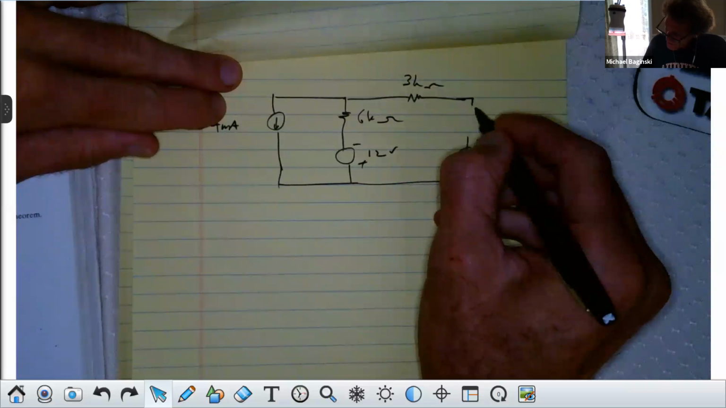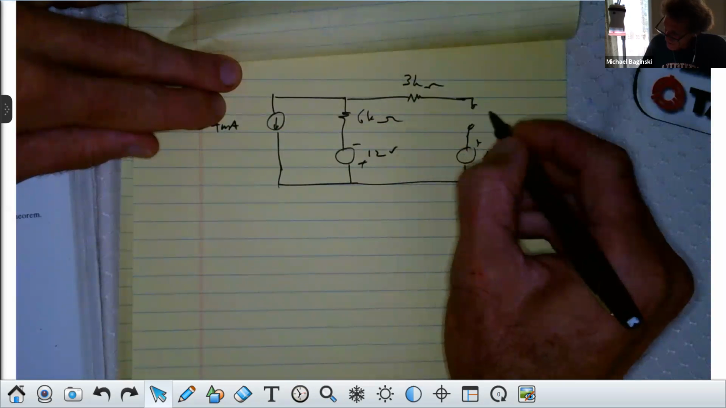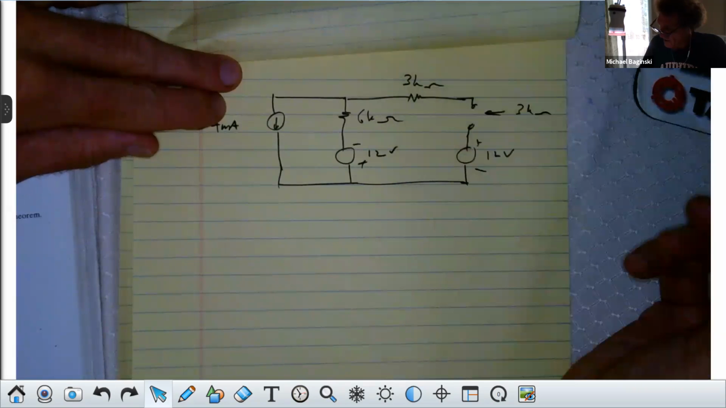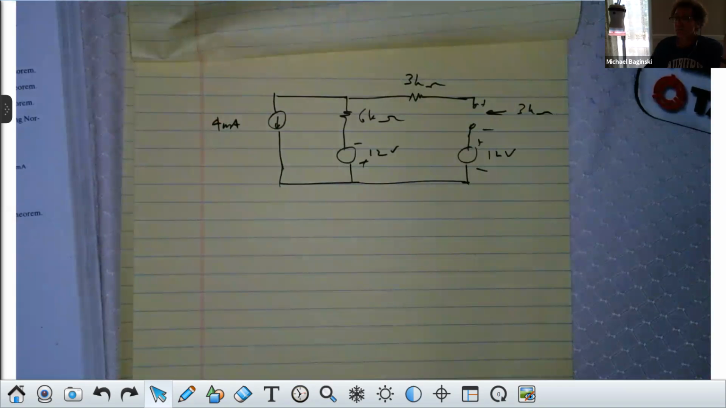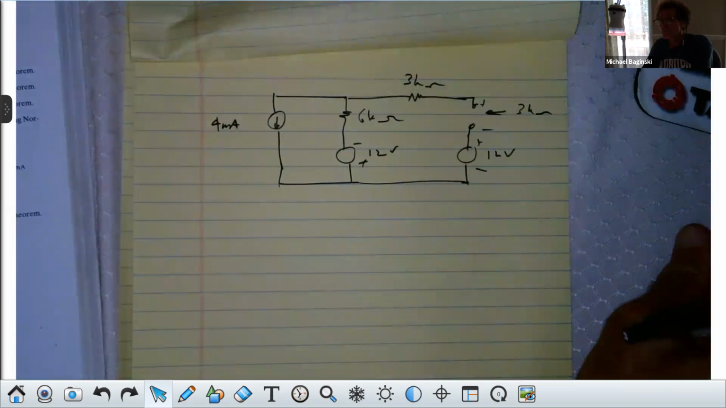All right, now what I'm going to do is say the last thing you want to do is put the 3K resistor back on. That's where it was. I removed it on purpose. You follow me? Y'all with me on that?